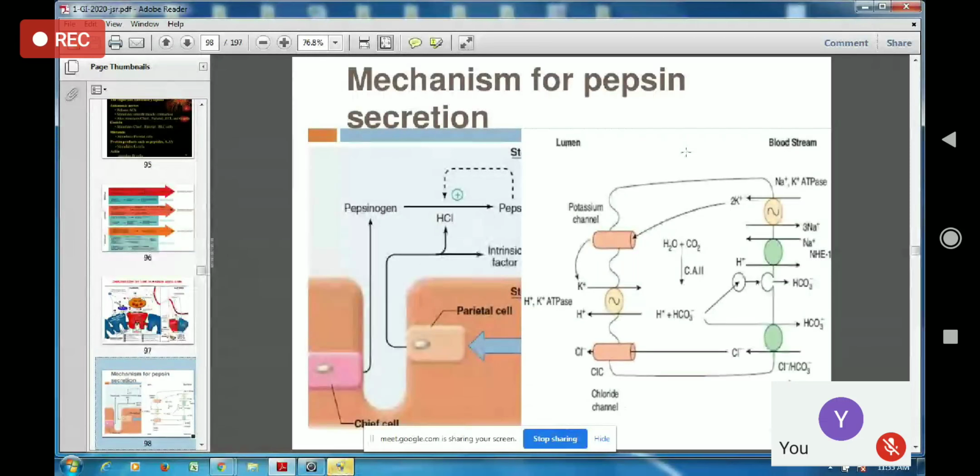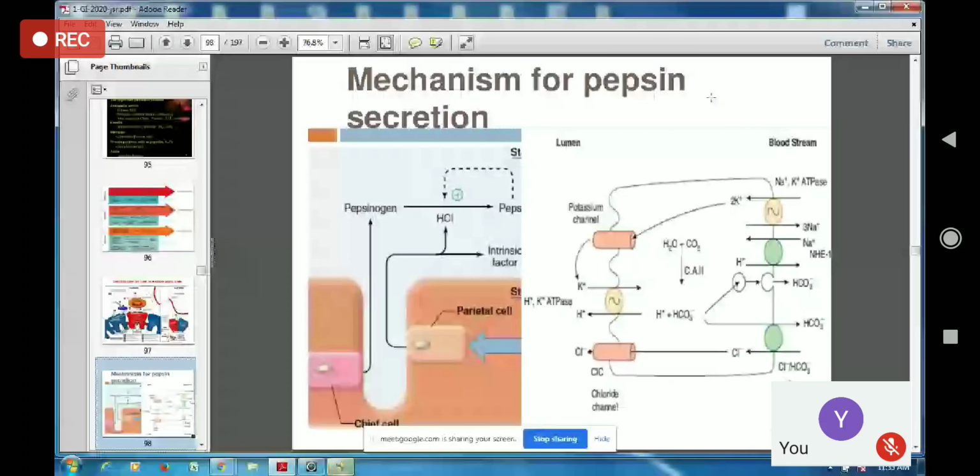Then comes the gastric phase of HCl secretion. As the word itself tells you, gastric phase means now the food is in the stomach. The presence of food in the stomach leads to HCl secretion. That is known as the gastric phase of HCl secretion. And later on, when the food passes to the small intestine, there is still some amount of HCl secretion going on. That is the intestinal phase. So there are three phases of HCl secretion.